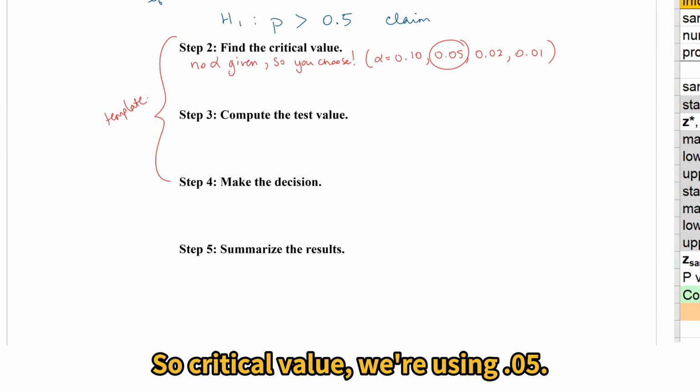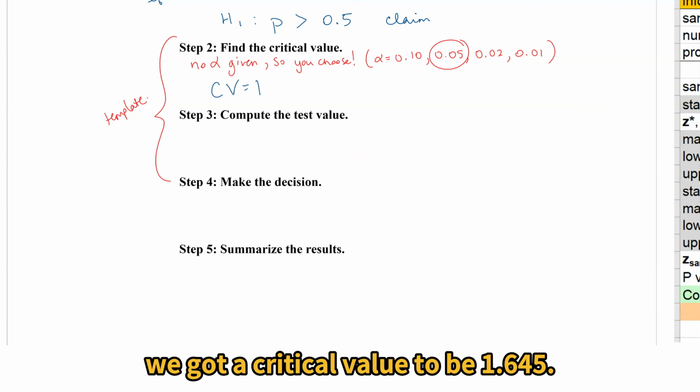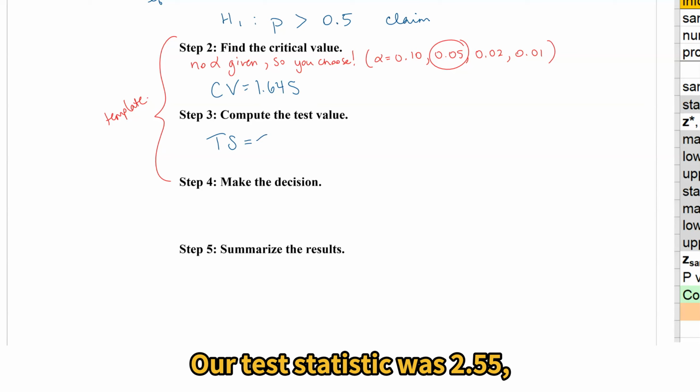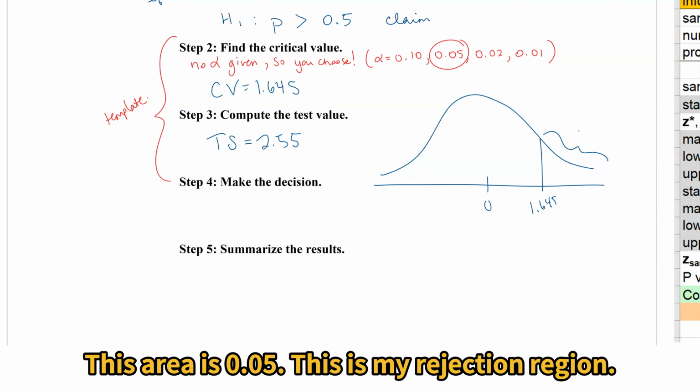So critical value, we're using 0.05. We got our critical z-value. We got our critical value to be 1.645. Our test statistic was 2.55. And if we draw a graph, 0 here, 1.645. This area is 0.05. This is my rejection region.